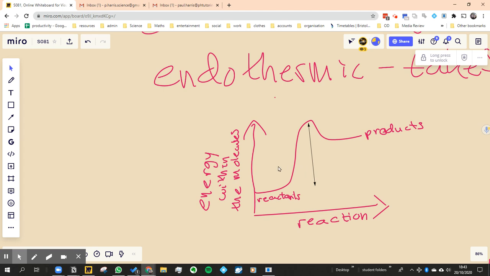So I'm just going to write a comment here, which you can click on. So this is the energy given to the reactants to make them react. This is called the activation energy.